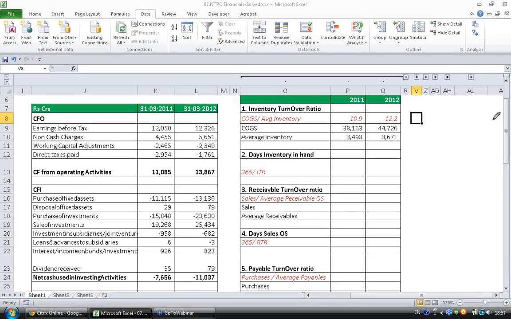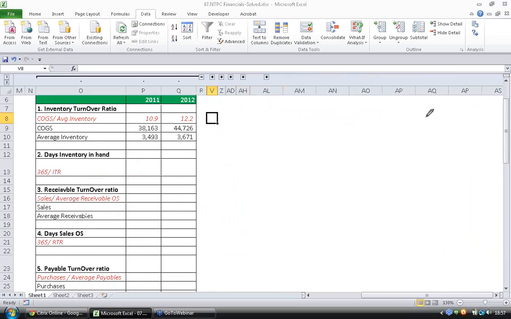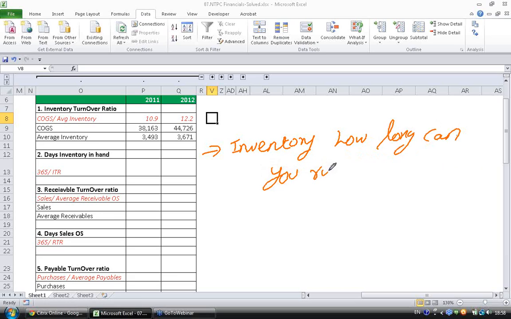Now let's look at the extension of inventory turnover ratio, which is days inventory in hand. What is days inventory in hand? This in essence says that with the available inventory, how long can you run the business? This is days inventory in hand.